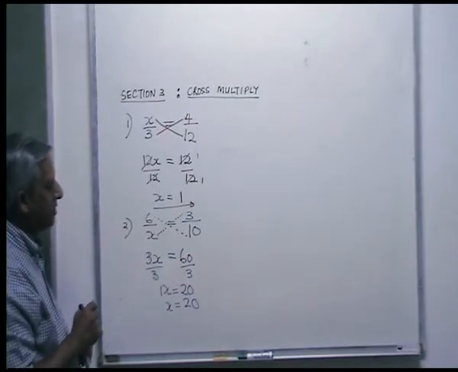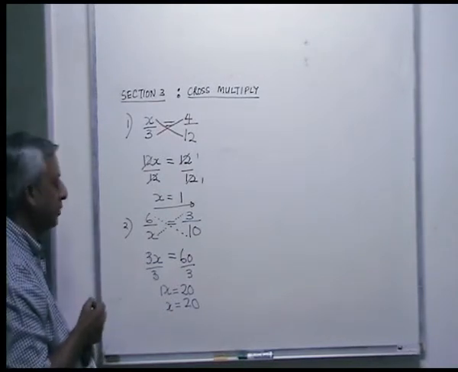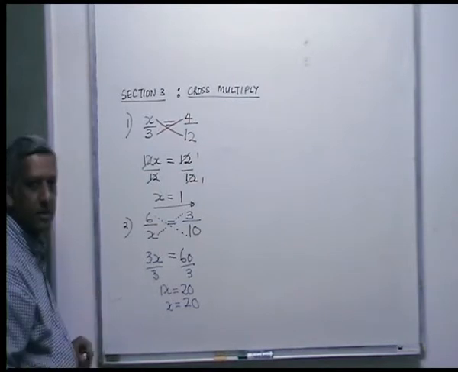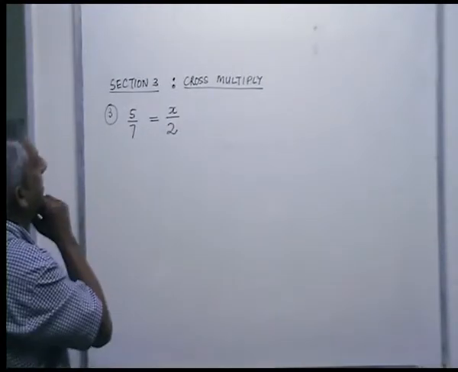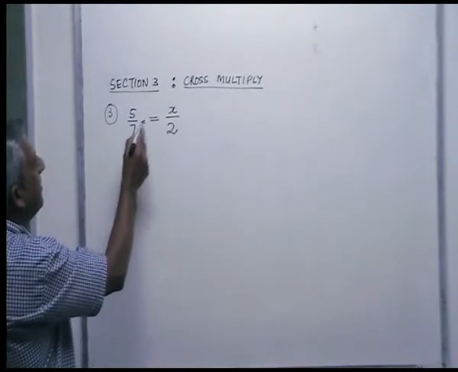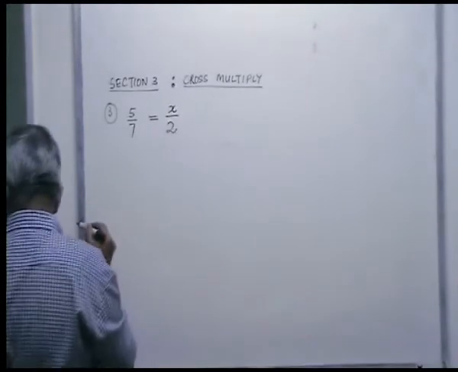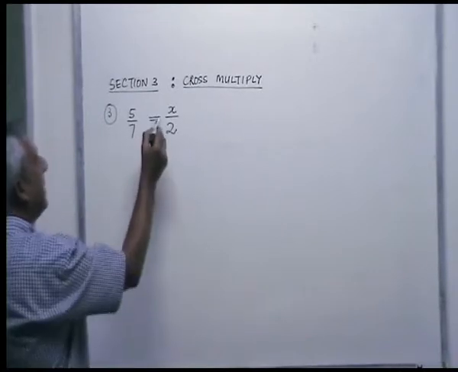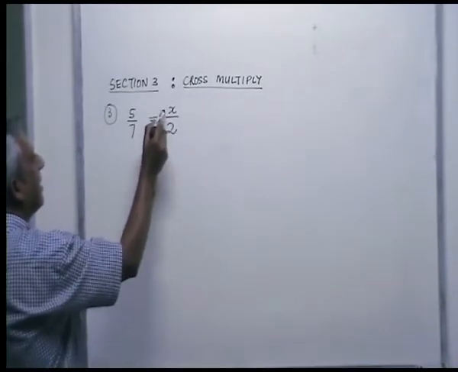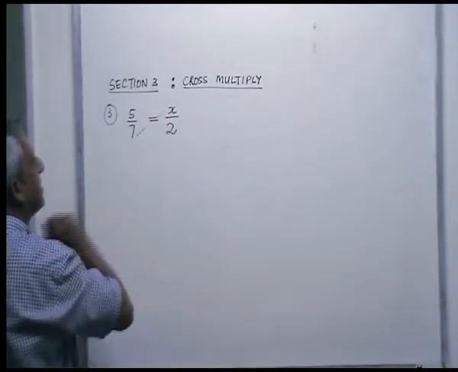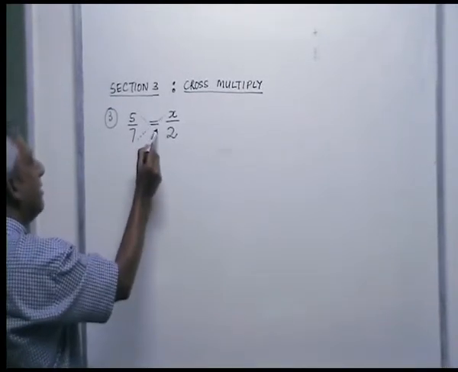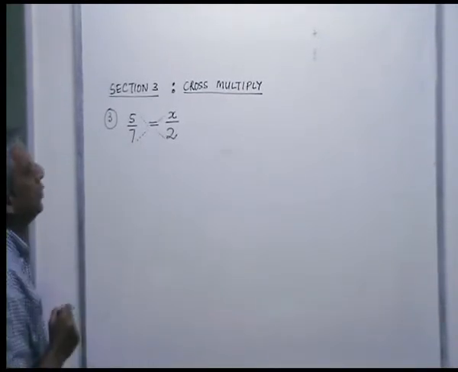Alright, I'm going to do a few more examples. I'll do 2 more and then give you a little exercise. So here's number 3. 5 divided by 7 is equal to x over 2. So I'm going to cross multiply. That means I'm going to multiply x by 7 and I'm going to multiply 5 by 2.